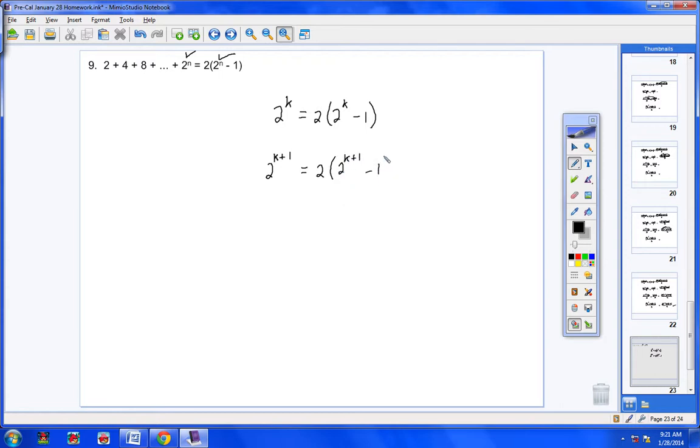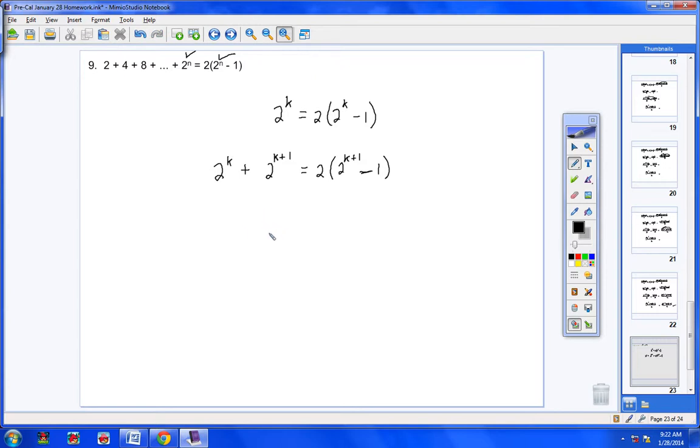Now the only thing is, remember, this expression right here is the sum of your first two terms, and so I've got to bring this down over here and put 2 to the k plus. So this is like my first term, this is like my second term. Add them together, you get this expression over here. So with that in mind, let's go ahead and do some simplifying now.